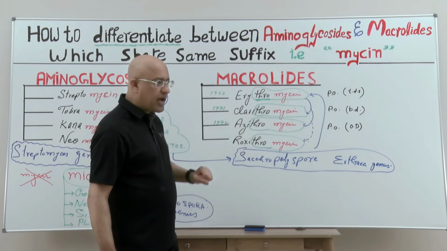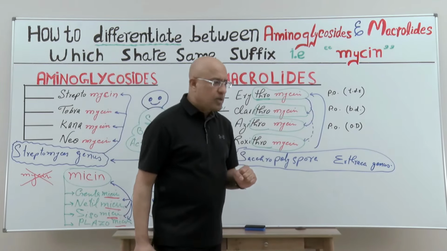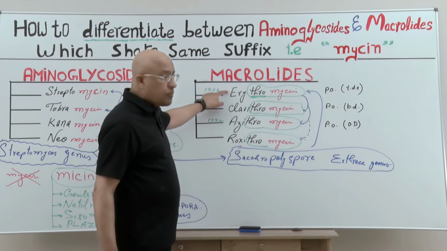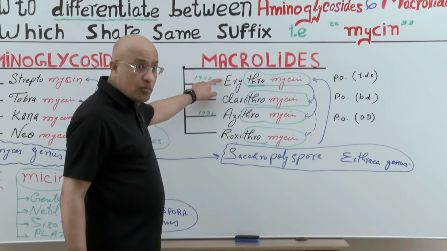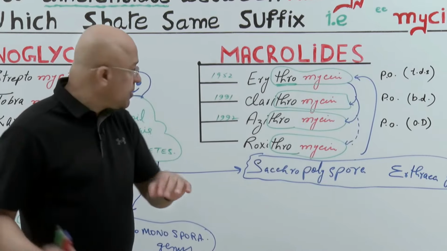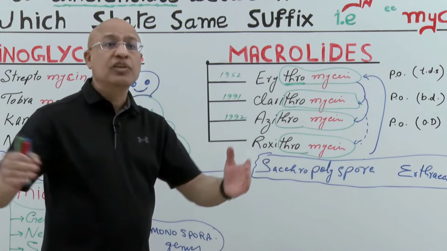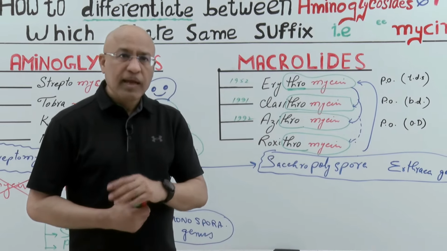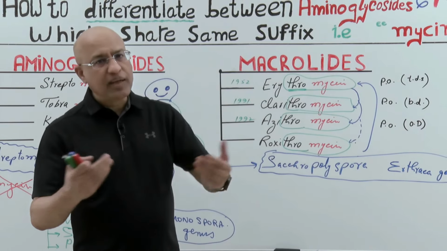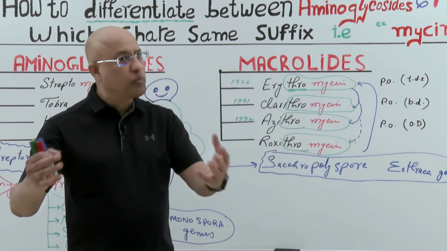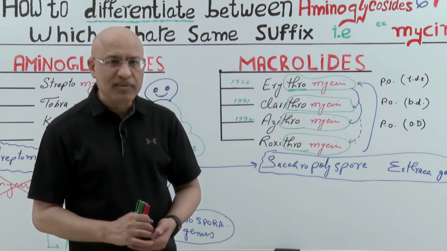Now, let me come back. What I was talking about is that as compared to erythromycin, clarithromycin has a broader antimicrobial spectrum, and azithromycin has a still more broad antimicrobial spectrum. So that is another plus point, right? That makes azithromycin more popular than erythromycin.